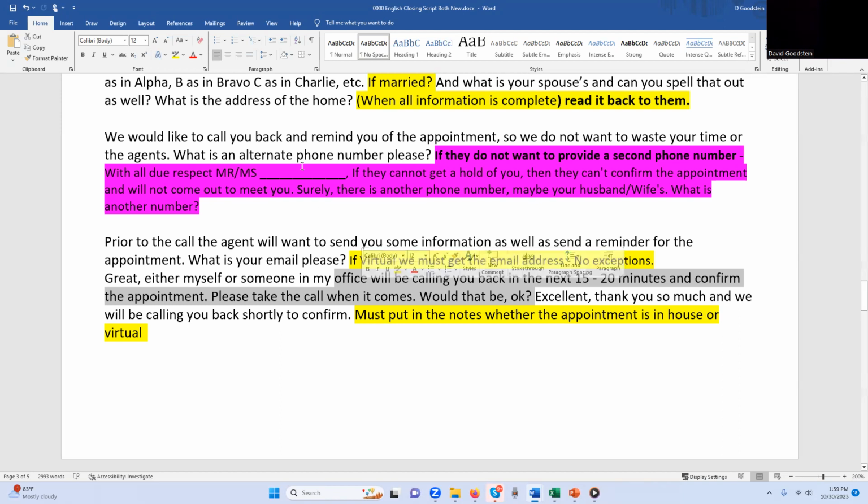All of this work that you took to get to this point is wasted if we can't get them to answer the phone. So make sure when you say this, you say it with confidence, energy, and conviction. Almost like you're demanding that they do it. Excellent. Thank you so much. And we'll be calling you shortly to confirm the appointment.